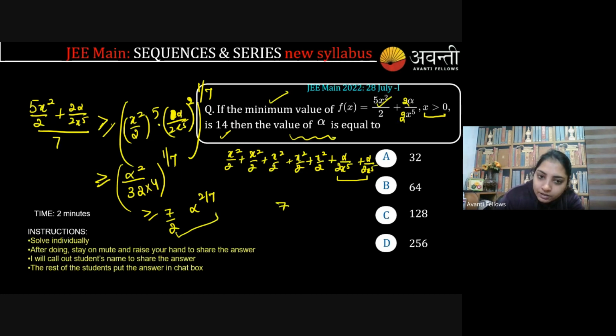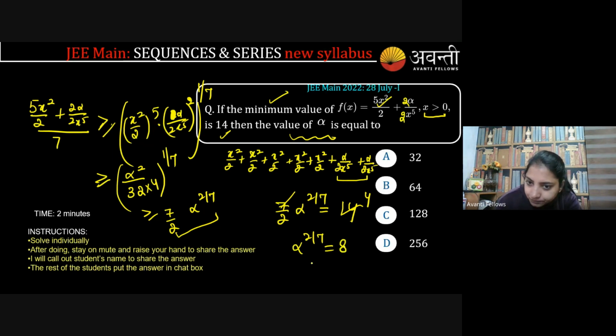So 7 by 2 alpha raised to power 2 by 7, ये भी आपका minimum value है और 14 भी minimum है. तो आप क्या करोगे? 7 for the 28, 2. तो alpha raised to power 2 by 7 is equal to 8. Clear? It means alpha raised to power 2 by 7 is 2 raised to power 3. So it must give me alpha equal to 2 raised to power 3 into 7 by 2. Just solve this part, you will get the answer.